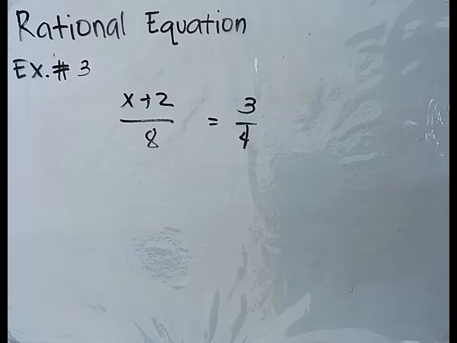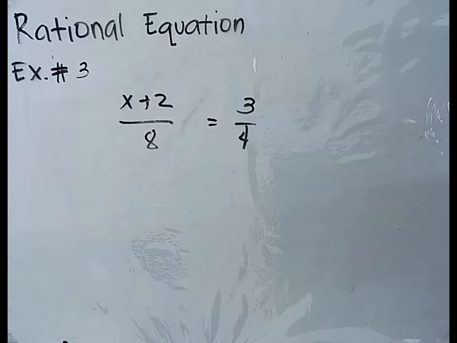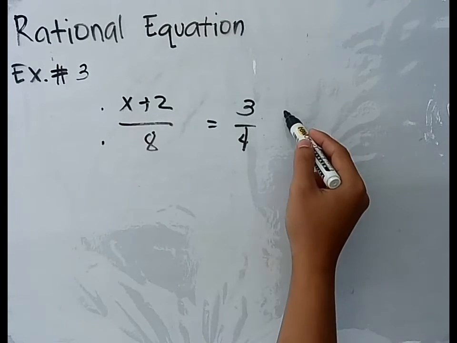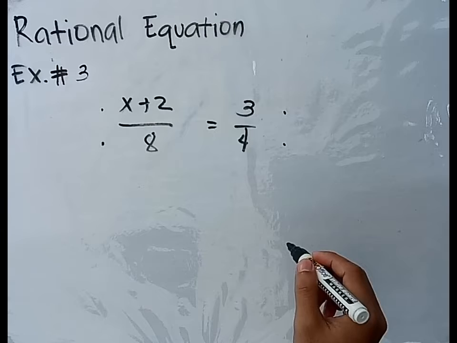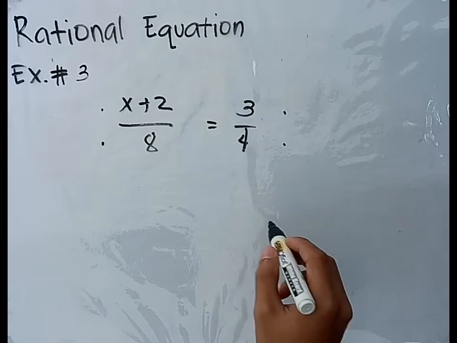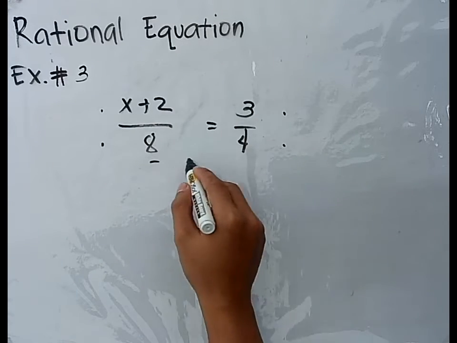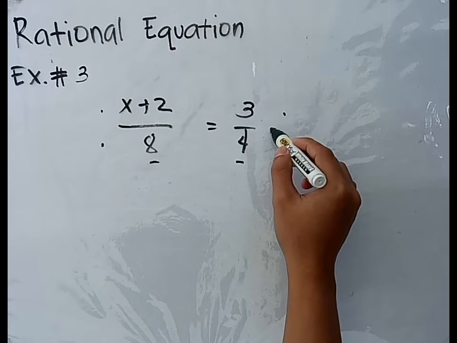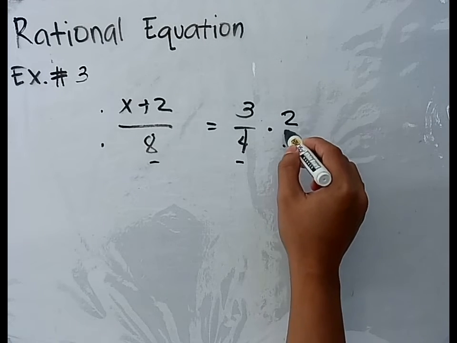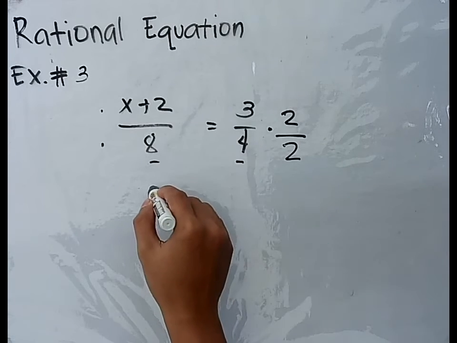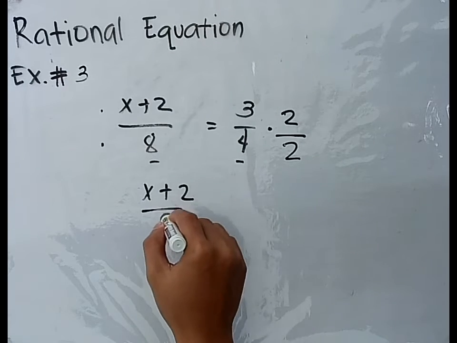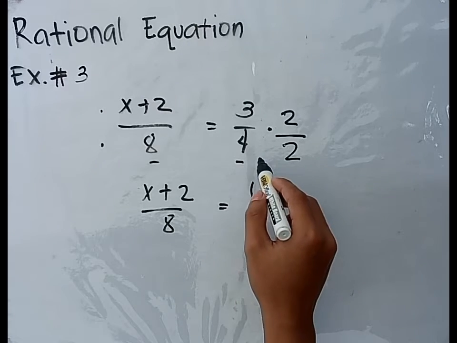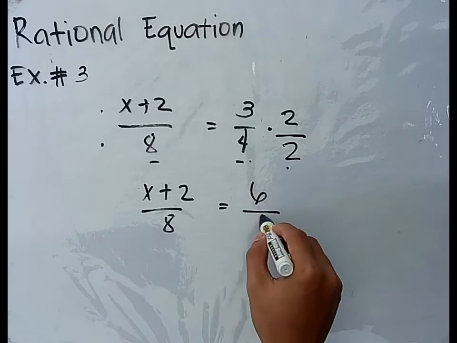Here is rational equation example number 3. We are given x plus 2 over 8 equals 3 over 4. So now we don't have the same denominator. We need this 4 to become 8, so multiply it by 2 over 2. Now x plus 2 over 8 equals 3 times 2, which is 6, over 4 times 2, which is 8.